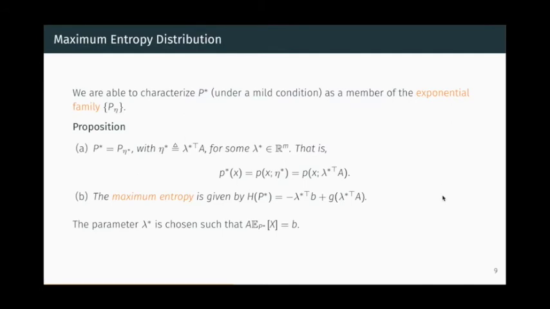Our next result says that P star is a member of the exponential family P of eta. So to find P star, we only need to find its parameter, eta star. This has a very particular shape, of the form lambda star transpose A, so it depends on the constraint matrix A. The second part of the proposition gives us the maximum entropy, which is given by this form that depends on lambda, B, and also the matrix A. This value will show up again later in the talk. So to find P star, we only need to find the lambda star that satisfies these constraints. This amounts to just solving a nonlinear system of equations, which numerically can be done pretty efficiently.